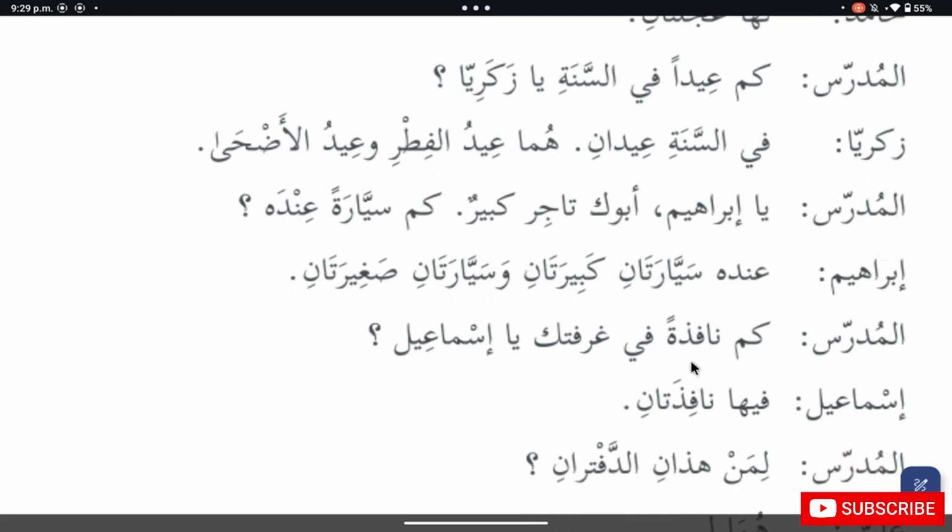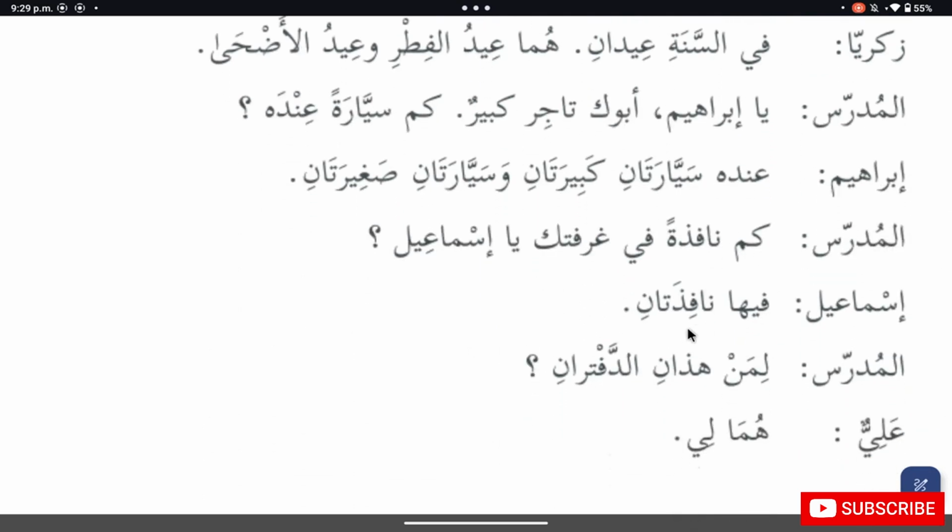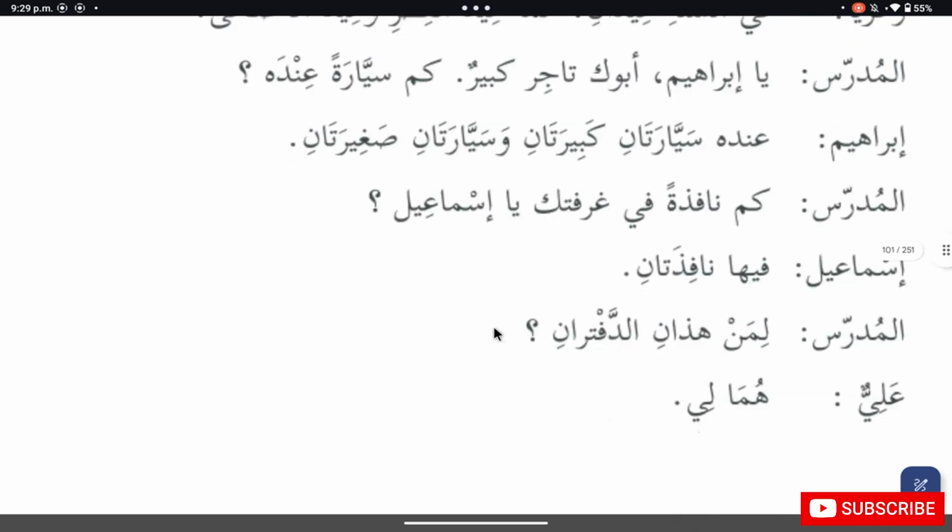Kam nafidatan? How many windows? Fi ghurfatika, in your room, ya Ismail. Fiha, in it, nafidatan. In it are two windows.